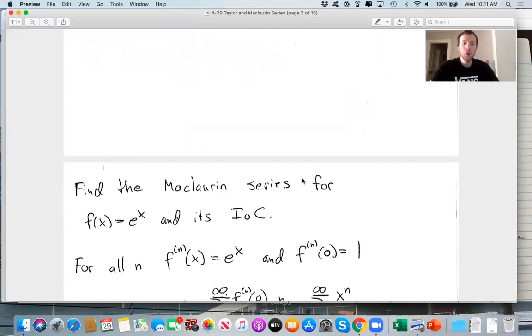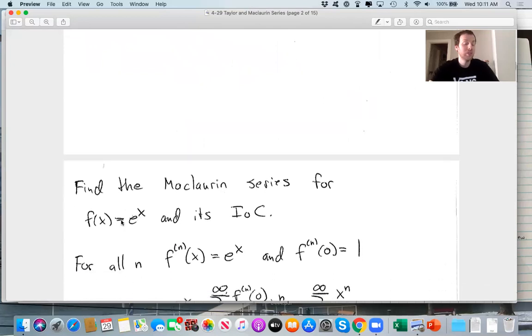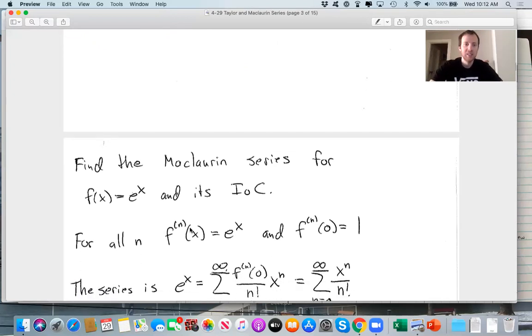So what we need to know is, what are all the derivatives of e to the x? Well, that's a really easy question. All the derivatives of e to the x are e to the x again. So every derivative you take is e to the x. And since every derivative is e to the x, every derivative evaluated at 0 is e to the 0, which is 1.